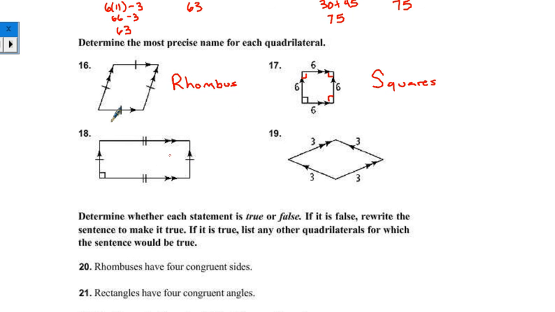On this one, because of the parallel lines and knowing it's a parallelogram, these are all going to be right angles by supplementary angles, which makes this a rectangle. Because all 4 sides are the same and nothing else is true, we don't know anything about the angles, that's going to make this a rhombus.